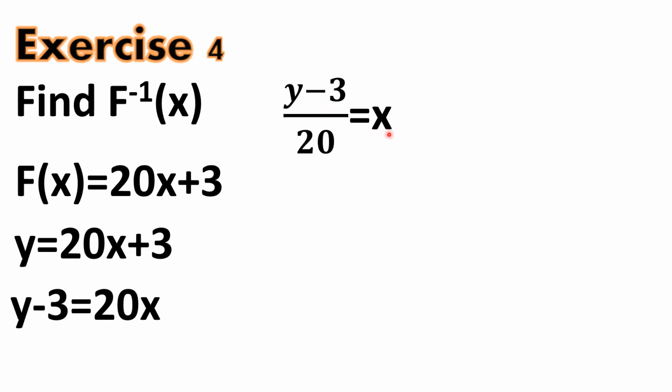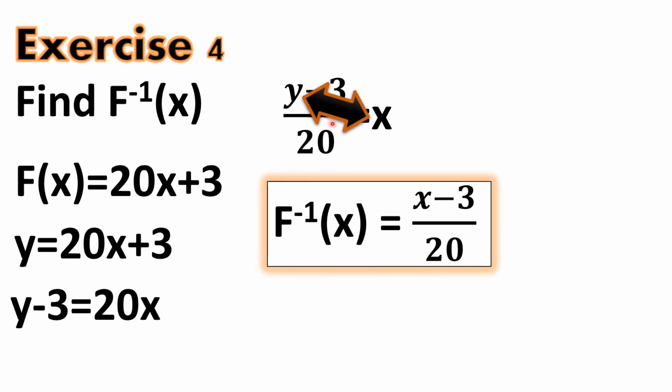The only thing left is to switch between x and y. f negative 1 of x equals x minus 3 over 20.